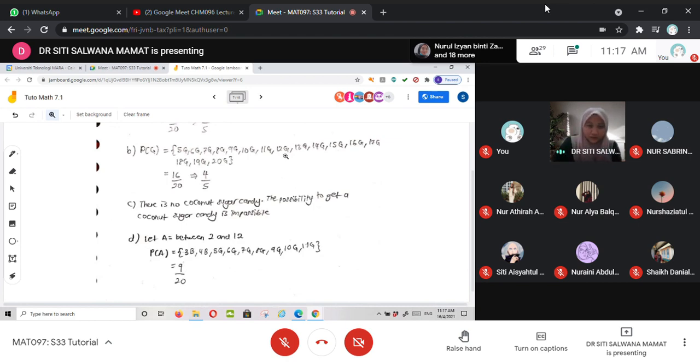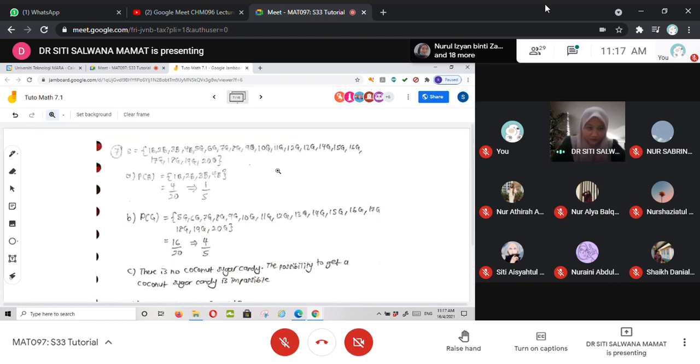Okay, so yang ni dia kata altogether you have 20 candies. This is the number of sample space, 20. But then dia kata dia label from 1 to 4. Number 1 to 4 are brown sugar. So kita label lah the first candy, brown candy ni number 1, 2, 3 and 4. So the rest, 5 until 20, is for green candy.